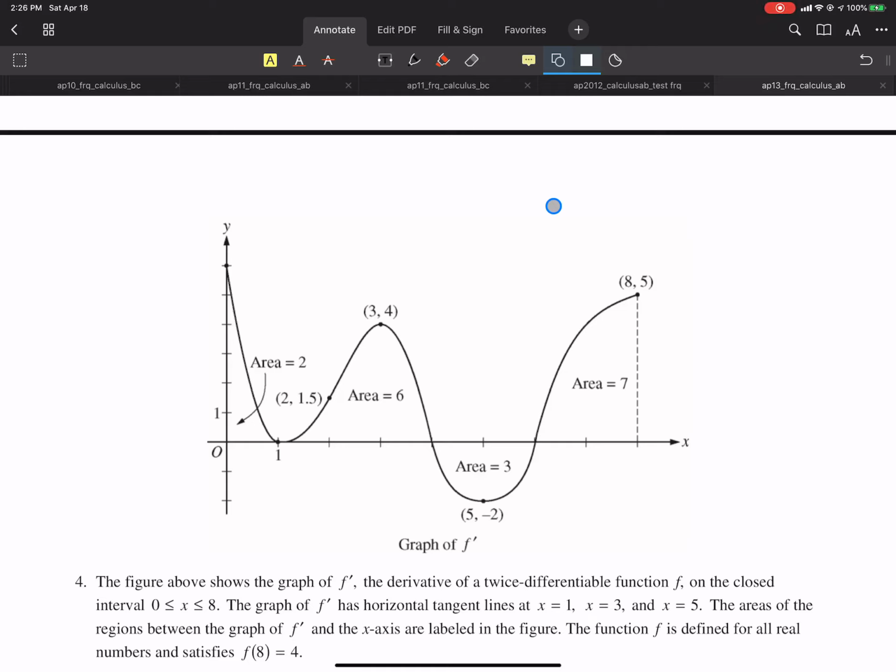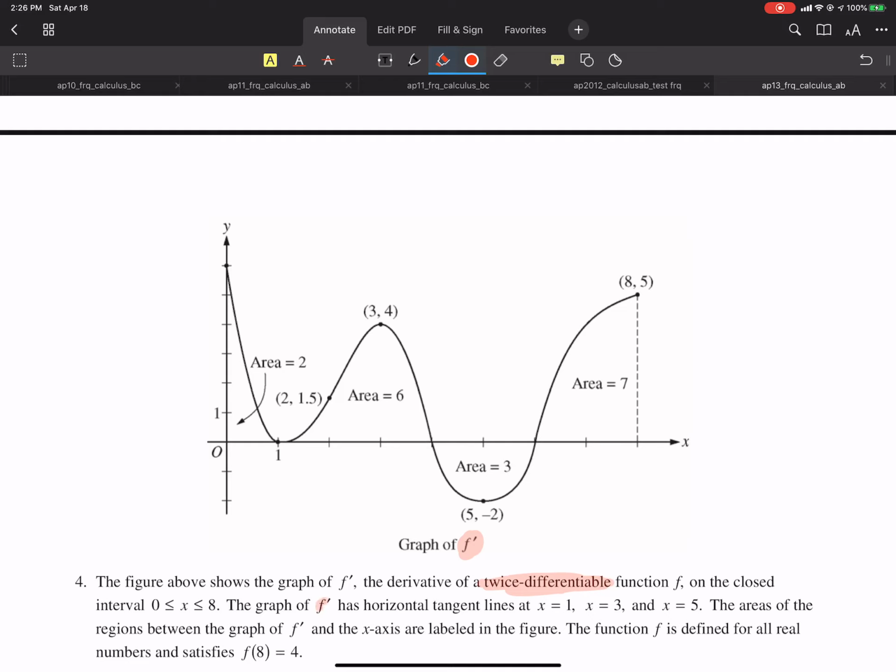We are doing the 2013, and this will be number 4 for both Calculus AB and Calculus BC. It's a graphical analysis, so let's do this. Let's read the highlights here. So this is f prime, important to note. It is twice differentiable.